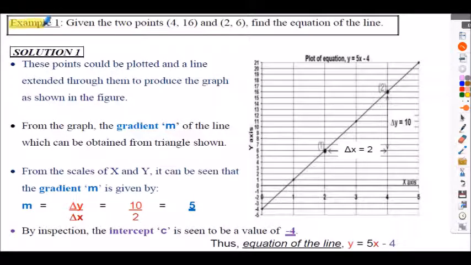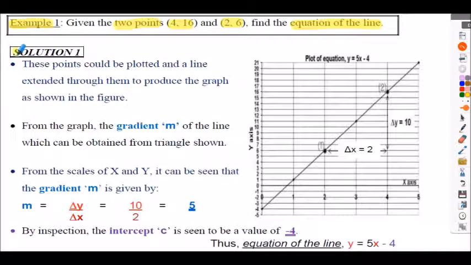In example 1, we're given 2 points, read this as x, y, that's 4, 16, so x is 4 and y is 16, and we're also given the coordinate 2, 6, so x is 2 and y is equal to 6, and we're asked to find the equation of the line. So I'm going to show you 2 solutions here using the points. The first solution is a graphical method, and the second solution is an analytical method.